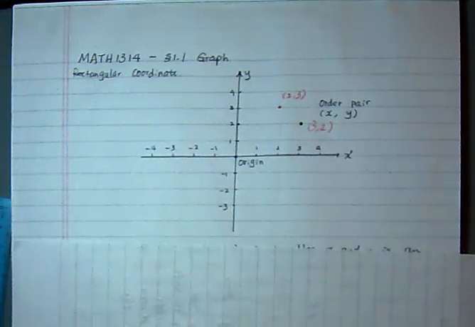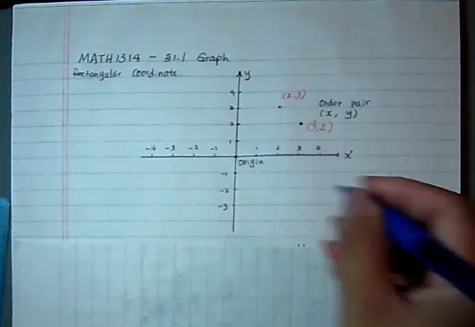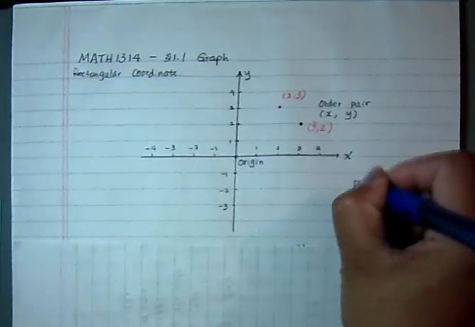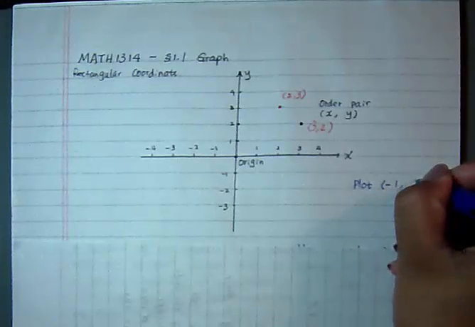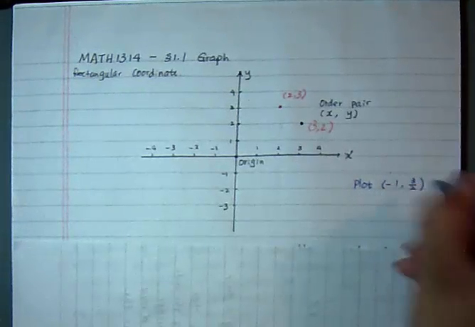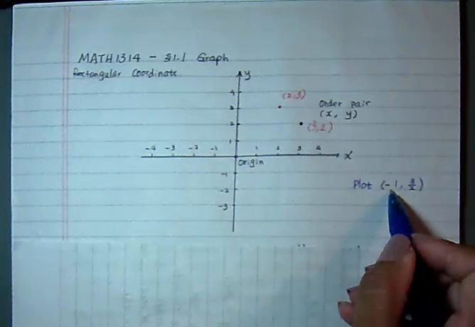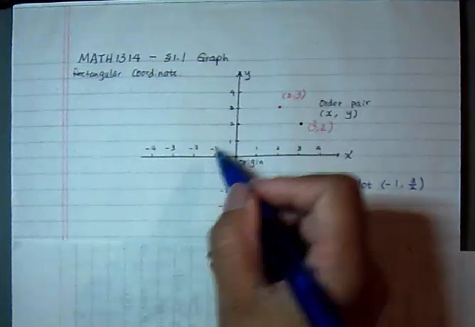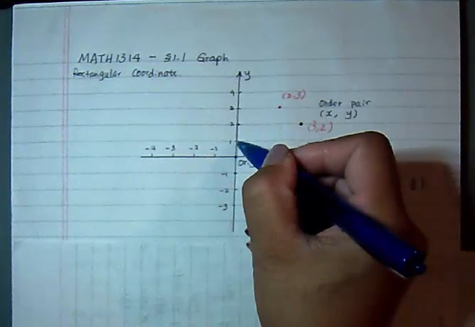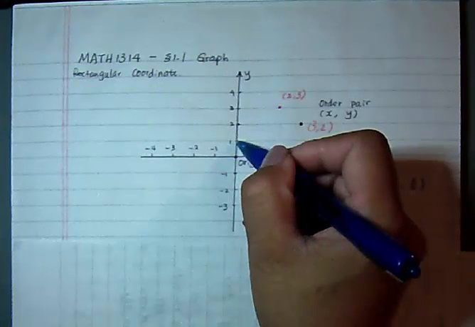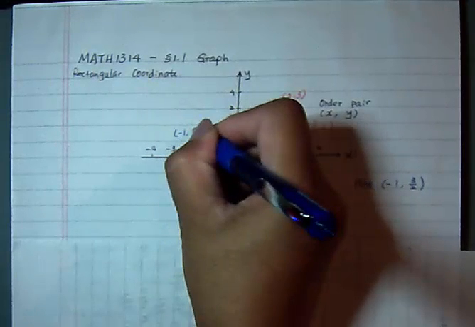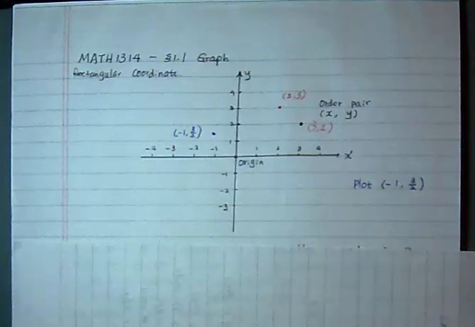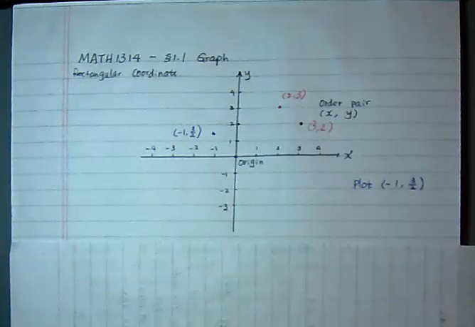As an exercise, we are going to plot a point, let's say (-1, 3/2). For -1, x is negative, so it will be on the left-hand side. Vertically it is 3/2. Well, 3/2 is between 1 and 2, halfway. So this is the point (-1, 3/2). I hope you now have some idea of how to plot points on the coordinate plane.